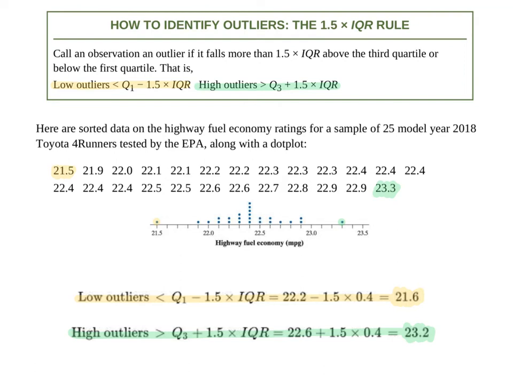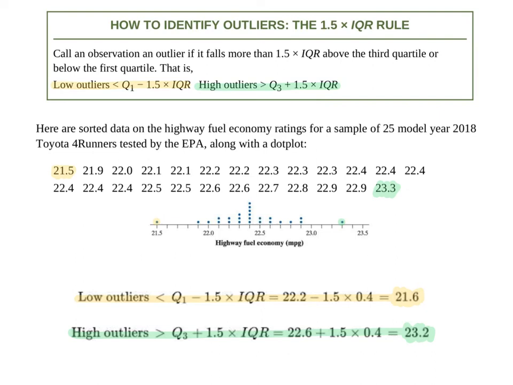Also really wonderful and useful is identifying outliers with the 1.5 times your interquartile range rule. What that rule states is that if you're curious whether you have an outlier, it falls more than 1.5 times the IQR, the interquartile range, above the Q3, or the third quartile, or below the first quartile. So if you have a low outlier, that is going to be less than your first quartile minus 1.5 times your IQR, and then on the opposite end, you've got high outliers. That's going to be a greater value than your third quartile plus 1.5 times your IQR.